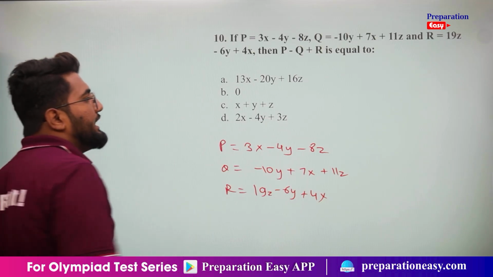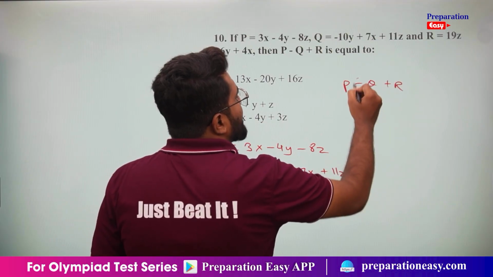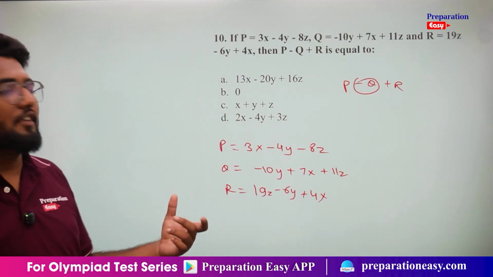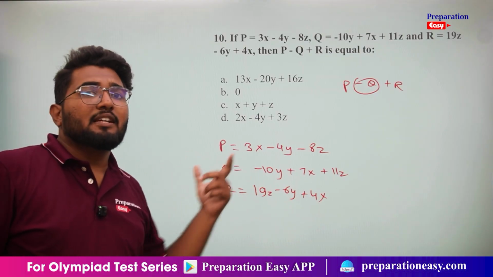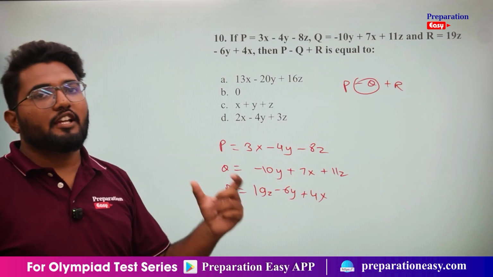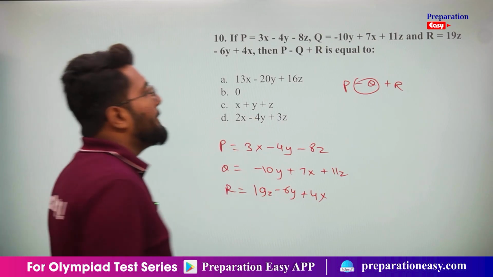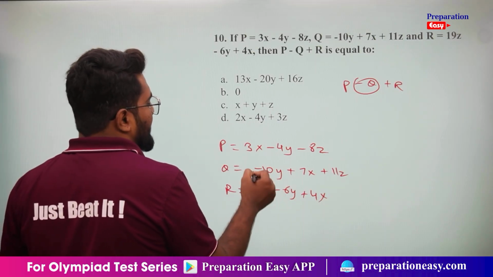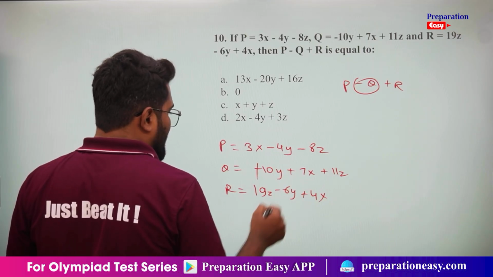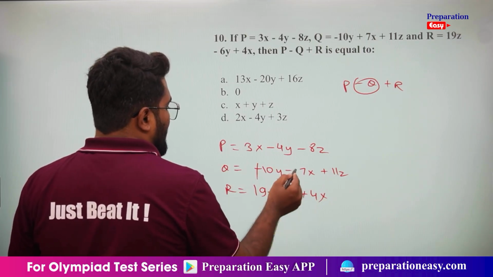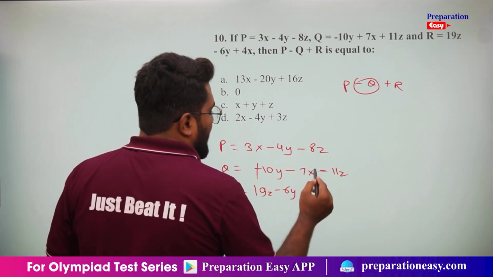What we have to do? P minus Q plus R. If we subtract any value which consists of multiple terms, the signs will be changed. If it is negative, it will become plus, and if it is plus, it will become minus. So minus Q: minus 10y will become plus 10y, plus 7x will become minus 7x, and plus 11z will become minus 11z.